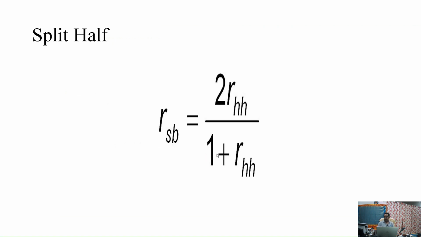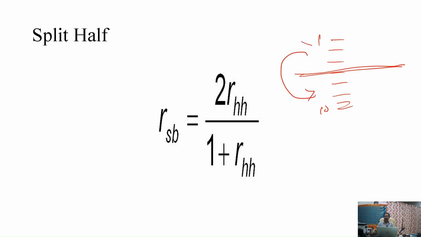If there are more items, say we have constructed 20 or 40 or 30, we can go for the split-half reliability of our scale. Suppose we have a scale of 10 items. In split-half, let us divide the scale into two halves. What is the correlation between this half and this half? That is called split-half reliability.